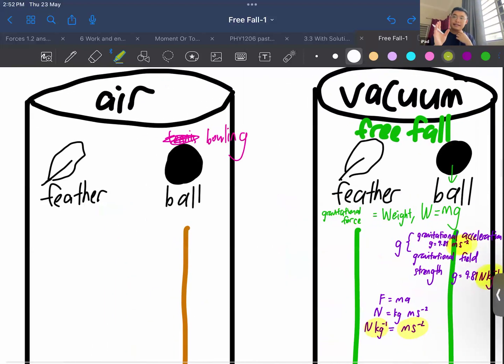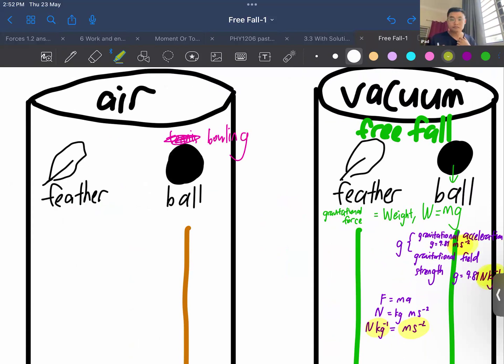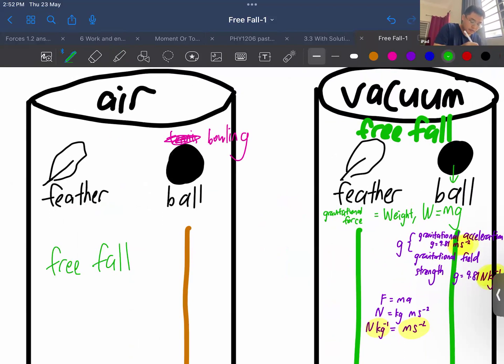Remember, I only said that the motion in vacuum is free fall. In the air, please do not even call that free fall. I repeat, in the air, don't ever call that free fall, because we have some extra force here. Would you like to guess what the extra force is in this case? Apart from gravitational force, is there any other force acting onto the ball in the air while the ball is falling down?